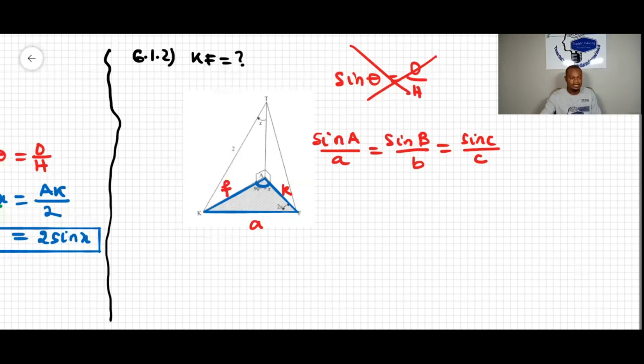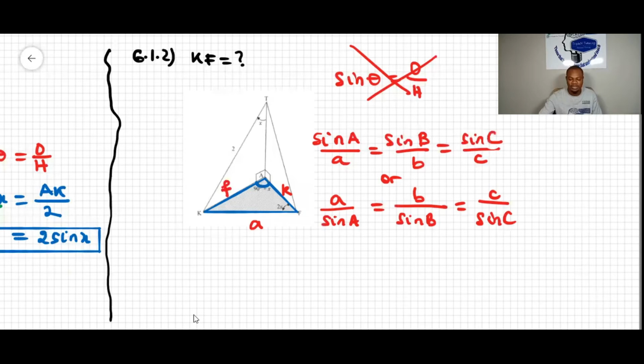Now I need KF. The same formula can be written like this: a over sine A equals b over sine B, equals c over sine C. I wanted this C to be uppercase, but my uppercase C looks like my lowercase c, so I'm going to make it a little bit bigger.